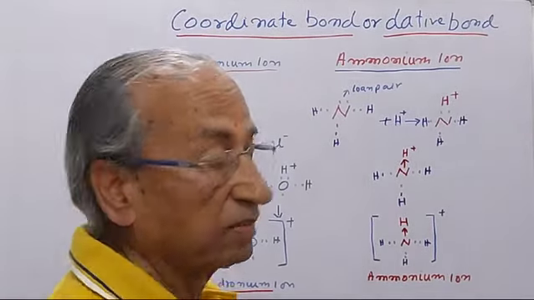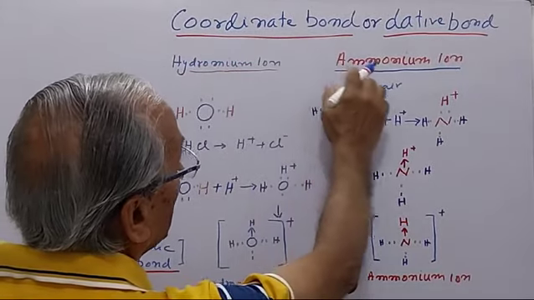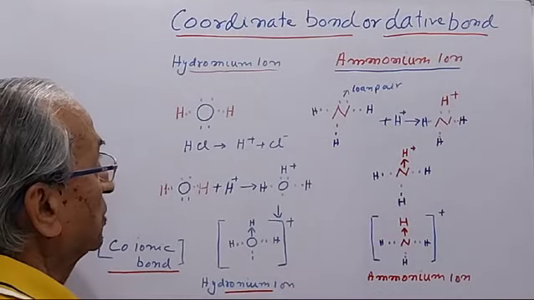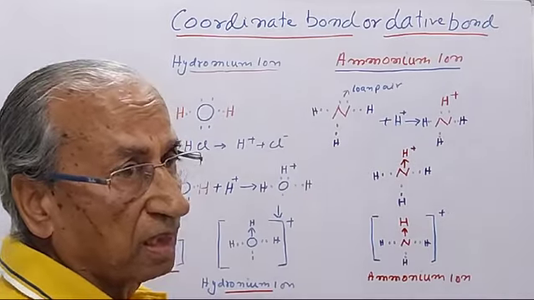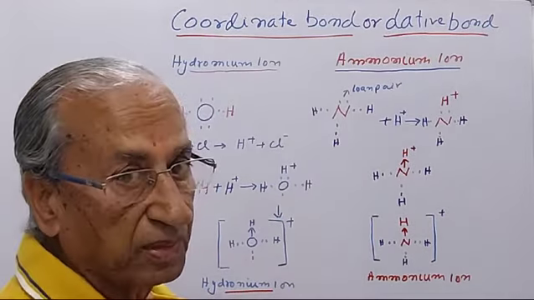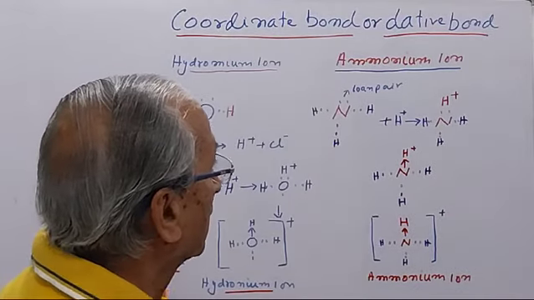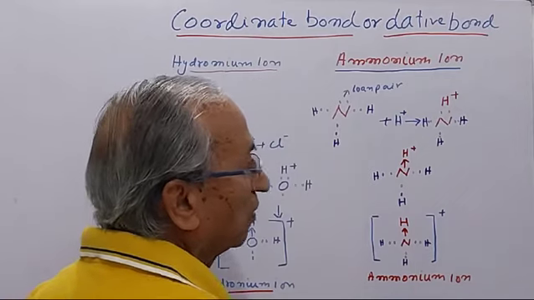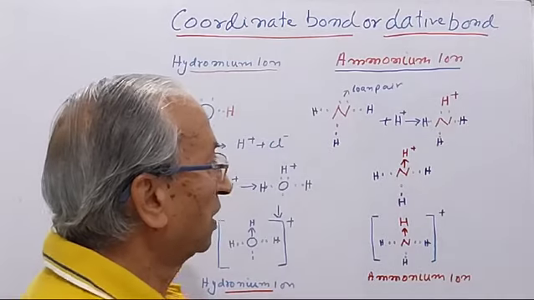Good morning, students. Today's topic is the coordinate bond, also known as the dative bond. In the case of the coordinate bond, there is also a sharing of electrons between the two atoms. But in this case, the shared pair of electrons is from one of the atoms, combined with the other atom.